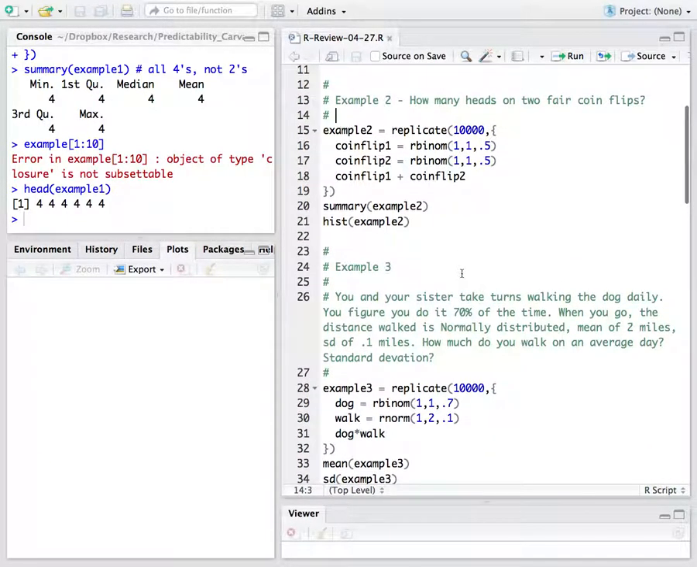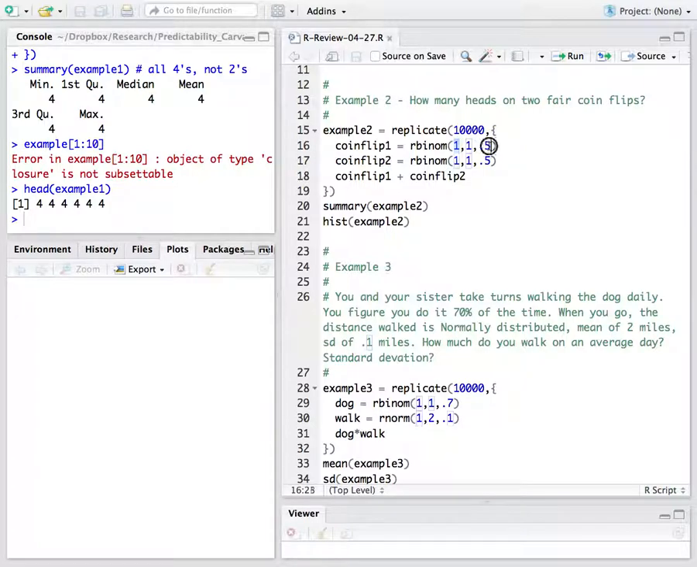So let's simulate something. How many heads do you get on 2 fair coin flips? So a coin flip, heads or tails. It's 50% heads, 50% tails. If we want to count the heads, we can use the R binom function. R binom gives us a random binomial. All right? So what this says is I want to do 1 coin flip 1 time.